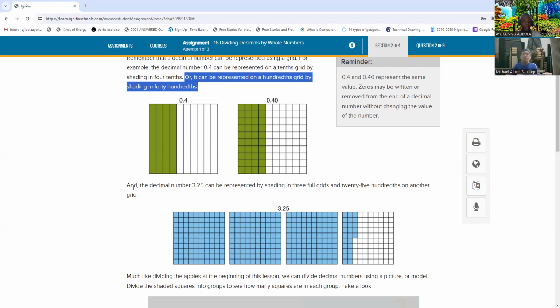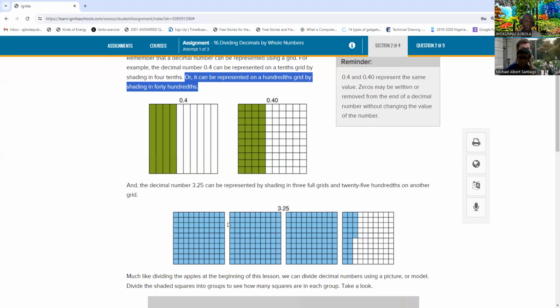Yes. Okay. And the decimal 3.25 can be represented by shading in 3 full grids and 25 out of 100 because that is 0.25. That is like saying 3 plus 0.25. Is that clear? Yes. That is why we have 1, 2, 3, and 25 boxes out of 100.